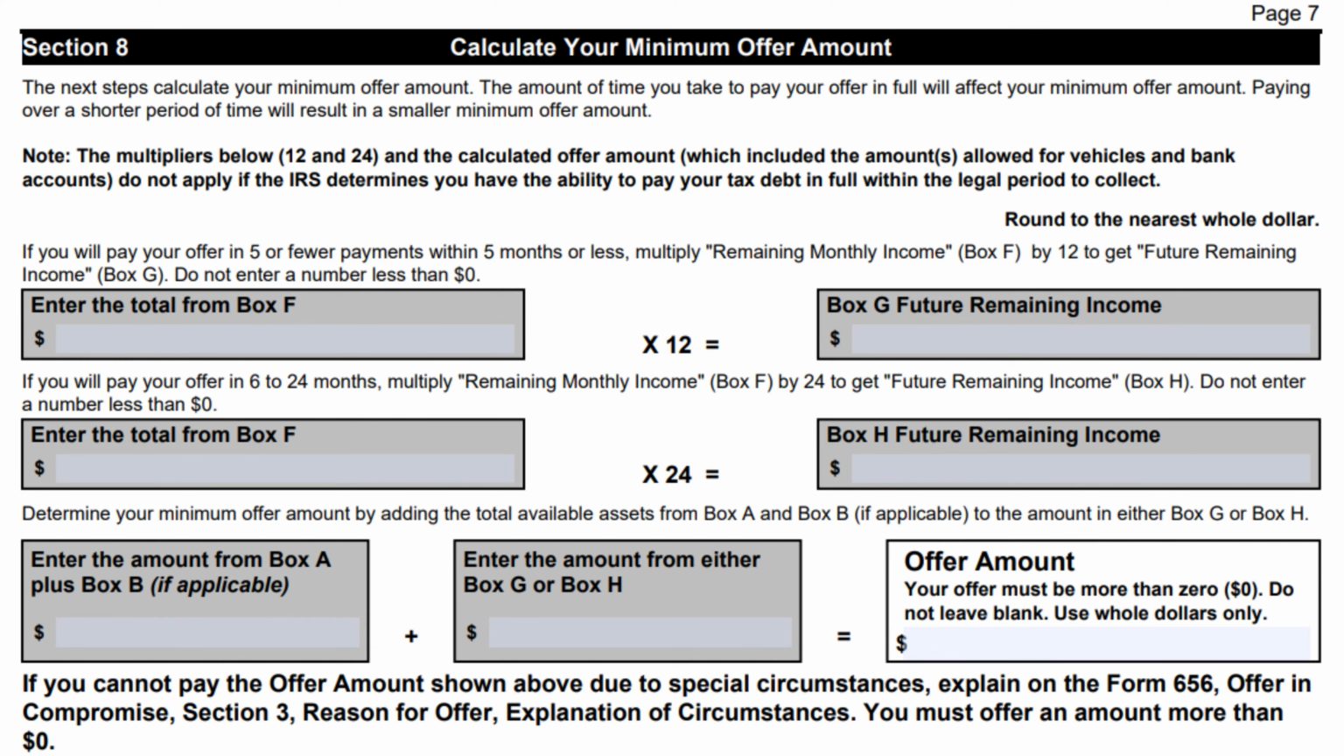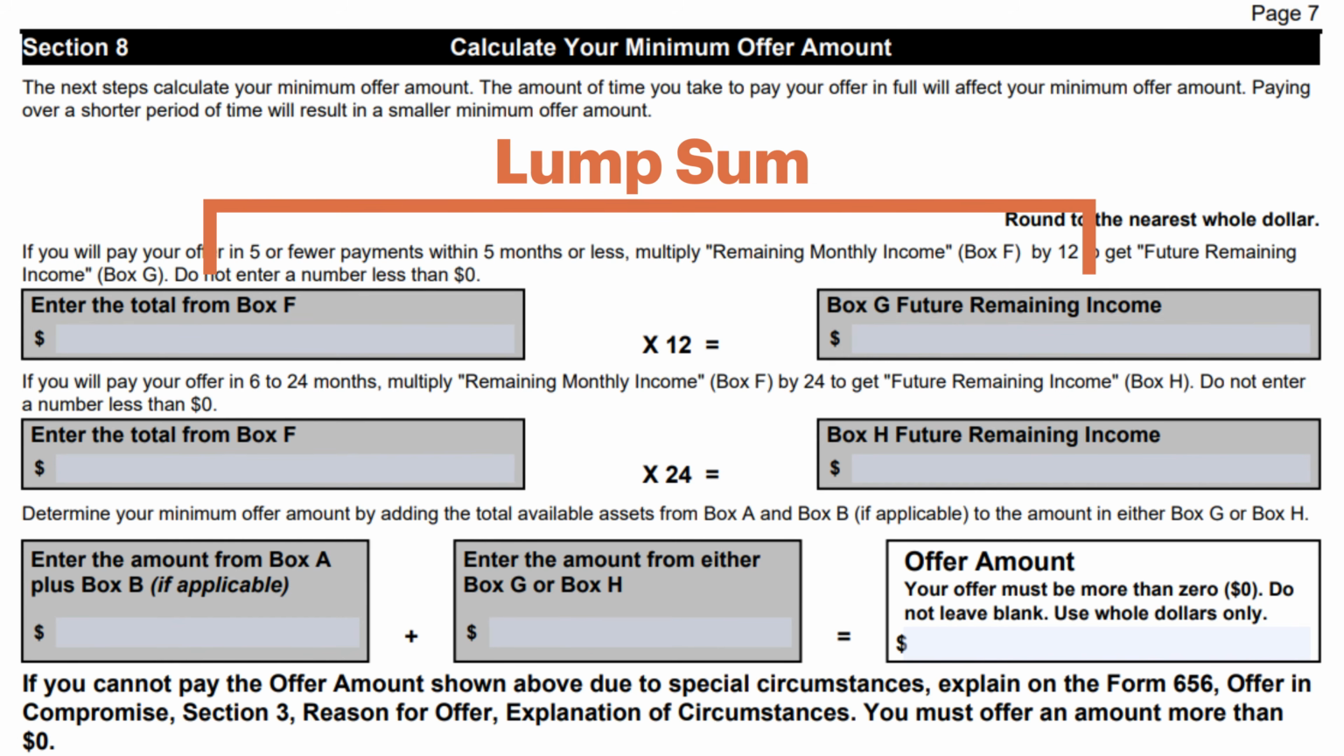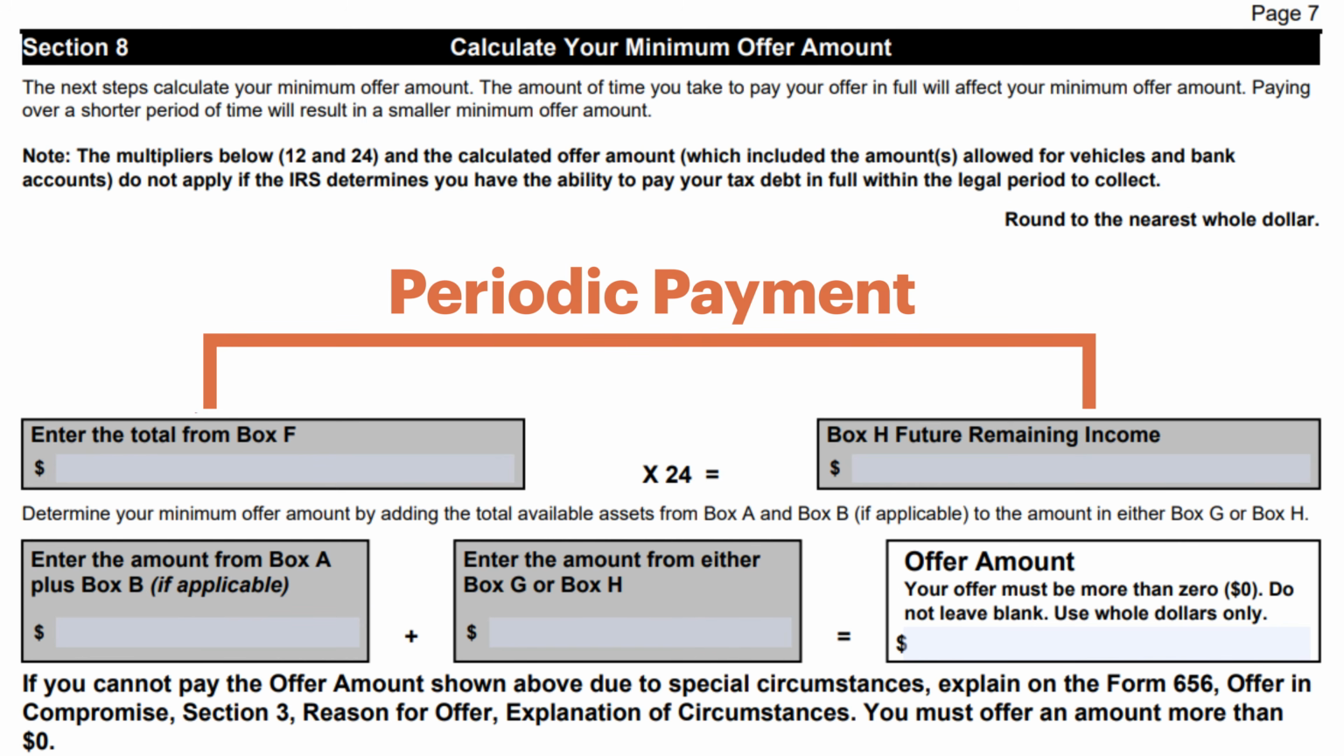You don't fill out all 4 of those boxes. You fill out the top 2 here if you're doing the lump sum cash offer, paying within 5 months and submitting a 20% down payment. You fill out the bottom 2 here if you're doing the periodic payment offer, paying within 24 months.